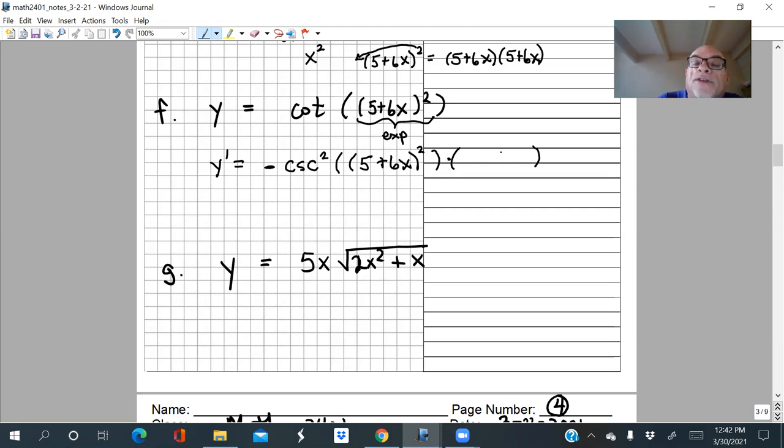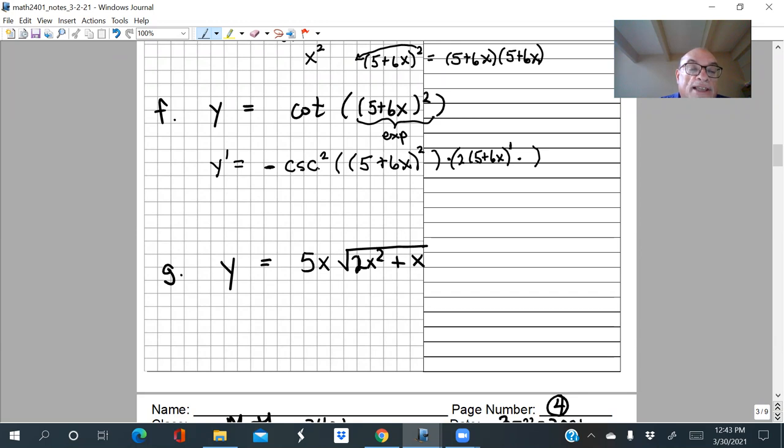Let me do it inside the parentheses over here because that's where I need the derivative. So I'll have 2 times 5 + 6x to the 1 power now because you subtract 1. But we're not finished with that because this is not x squared. This is 5 + 6x², right? So we have to multiply in the derivative of 5 + 6x. See, this is where the name chain rule comes from. Notice you're building up this chain of derivatives.